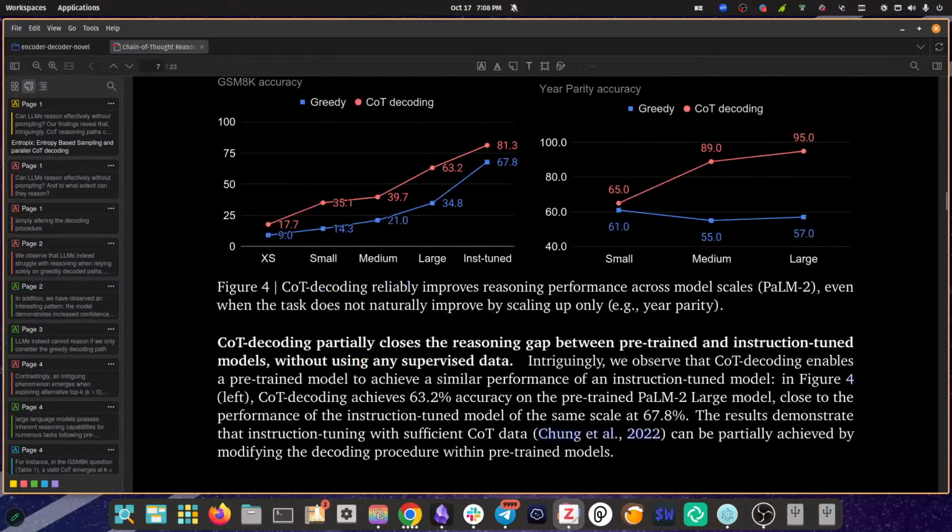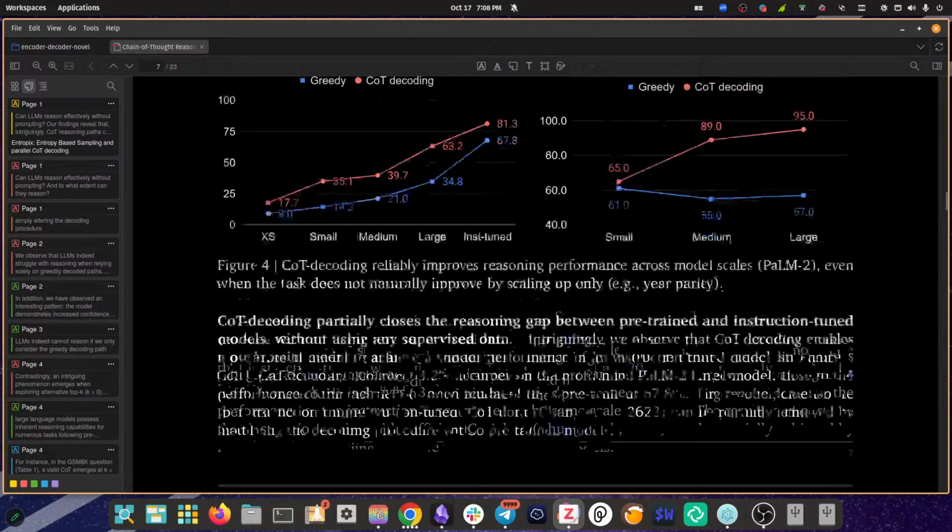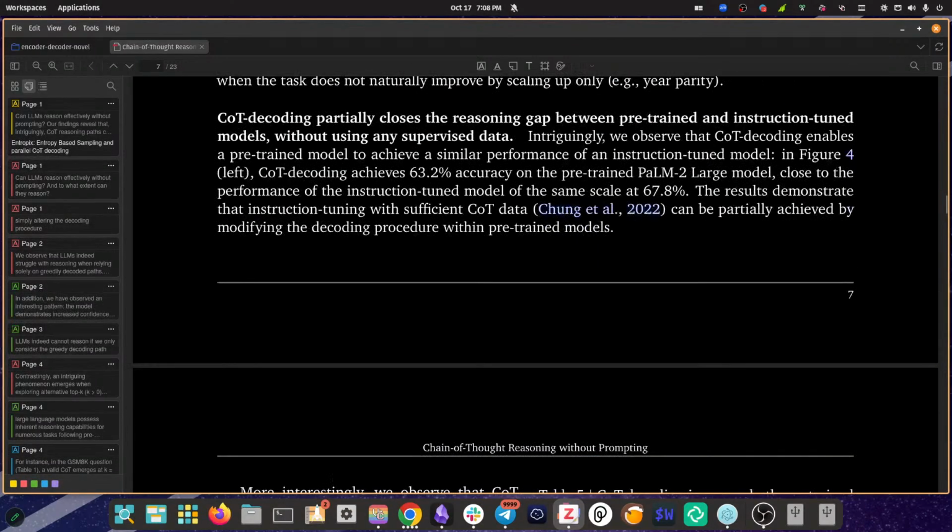I'm particularly interested in, I don't think I have my plugin. Do I have my plugin? I don't think so.